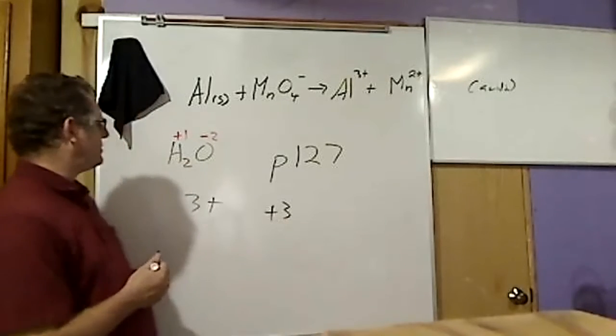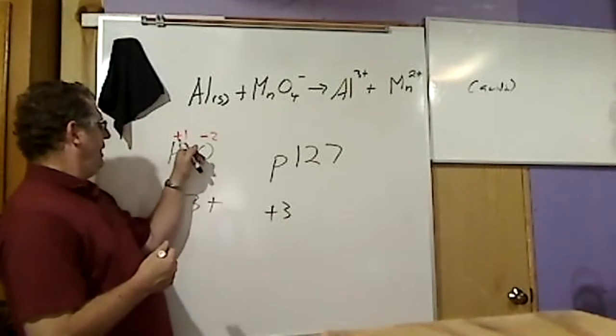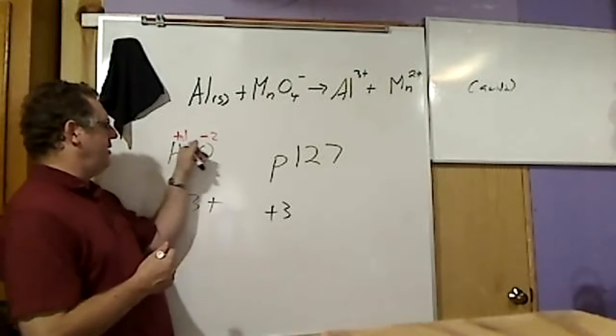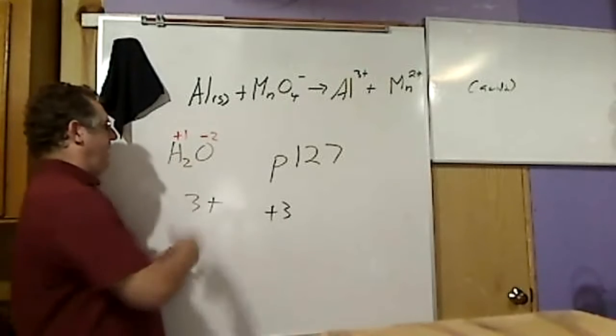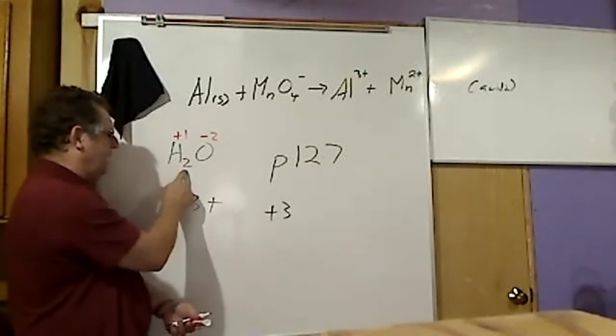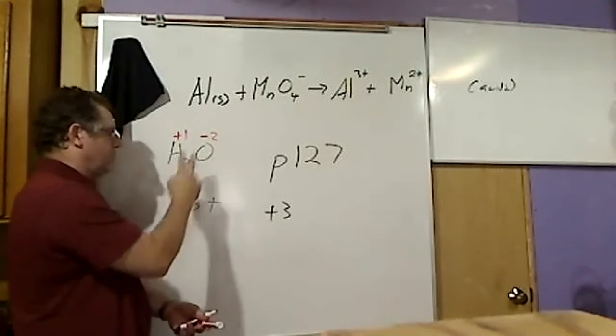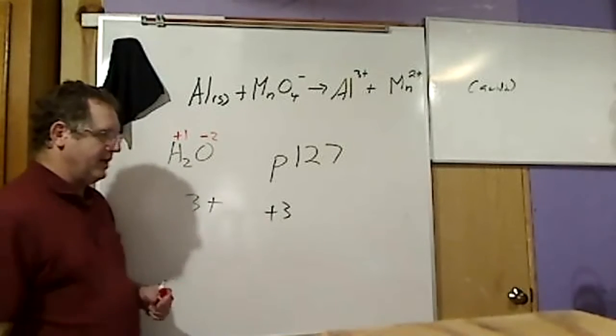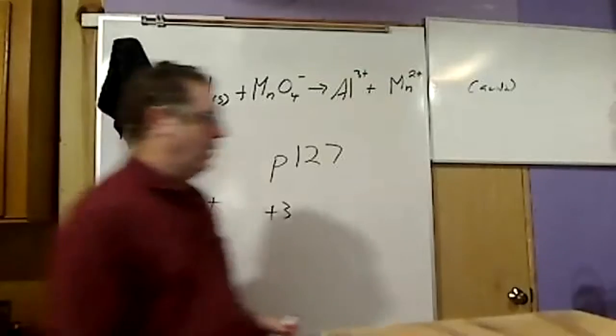Okay. Notice that the sum of the oxidation numbers is 0, even though I have a +1 here and a -2 here. That's because I have to take into account that I have 2 hydrogens that are +1 and 1 oxygen that's a -2. Okay, so that's the first thing that we've got there.